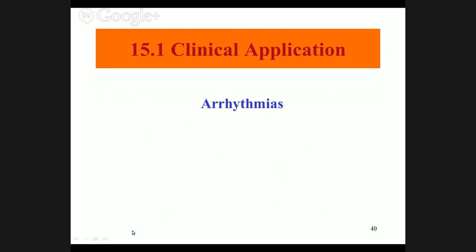In your text, there's a clinical application on arrhythmias. It talks about different types of arrhythmias. Ventricular fibrillation is very rapid. It's an uncoordinated depolarization of the ventricles. Tachycardia is just a rapid heartbeat, while bradycardia is a slow heartbeat. An atrial flutter is an abnormally rapid state of atrial depolarization. So that P wave would spike instead of that rounded curve, we have a big spike in the P wave.